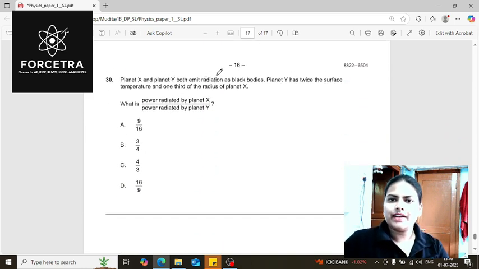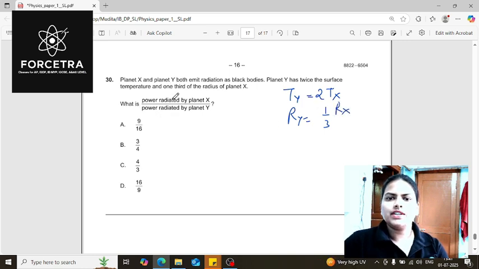Planet X and planet Y both radiate as black bodies. Planet Y has twice the surface temperature and 1/3 of the radius of planet X. So the temperature of Y is twice the surface temperature of X, and the radius of Y is one third of the radius of X. What is the power radiated by planet X upon power radiated by planet Y? So we have to find the power radiated.